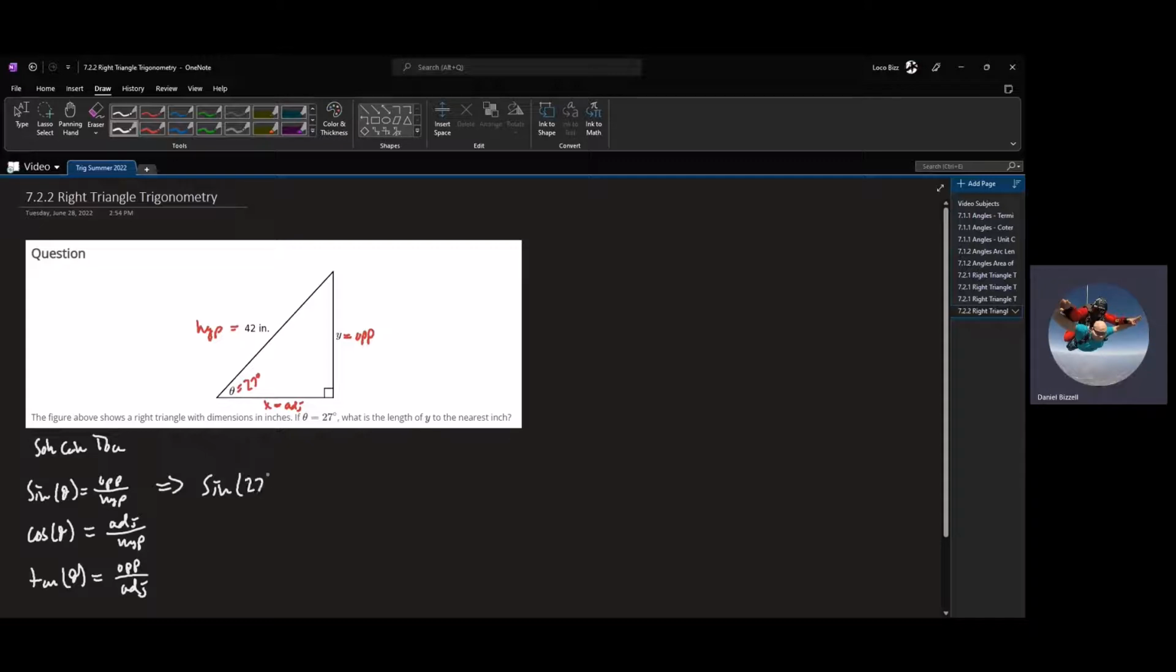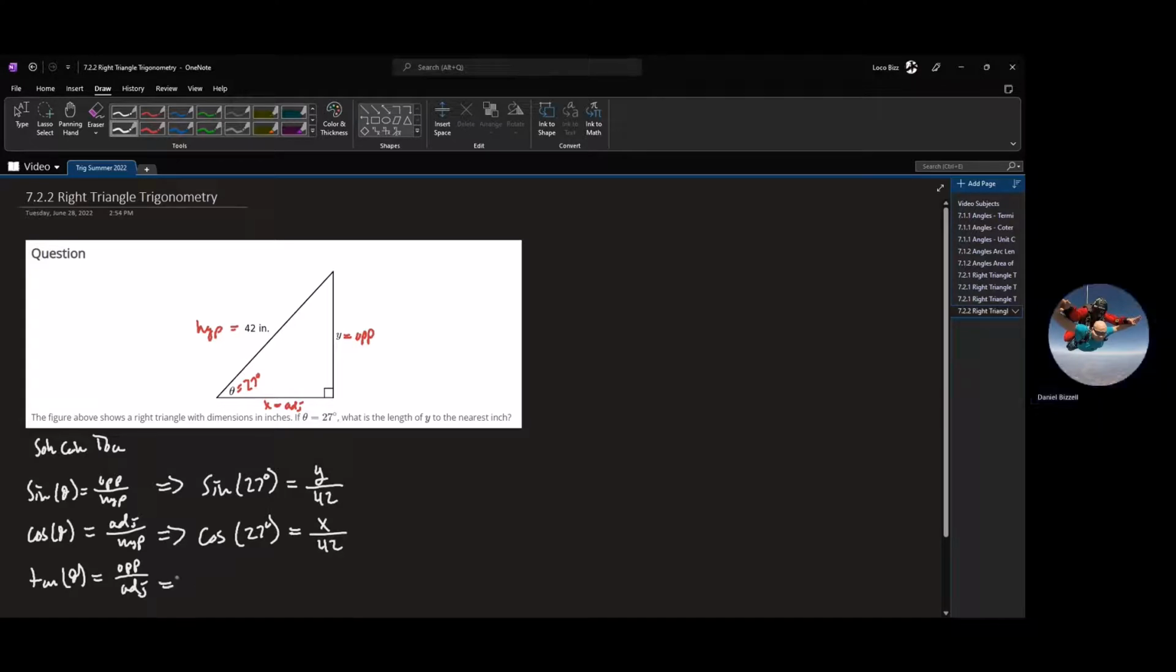So if we start plugging stuff into these trig functions, we have sine of 27 degrees is equal to y over 42. And I'm going to go ahead and fill in the rest of them, even though this ends up looking like this is going to be the one we're going to need, and I'll explain why in a second. So cosine of 27 degrees is equal to x over 42. Then tangent of 27 degrees is equal to y over x.